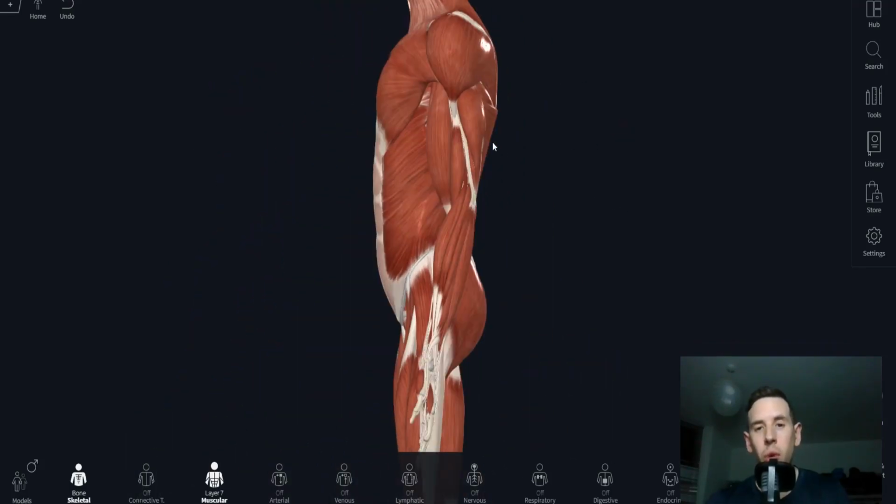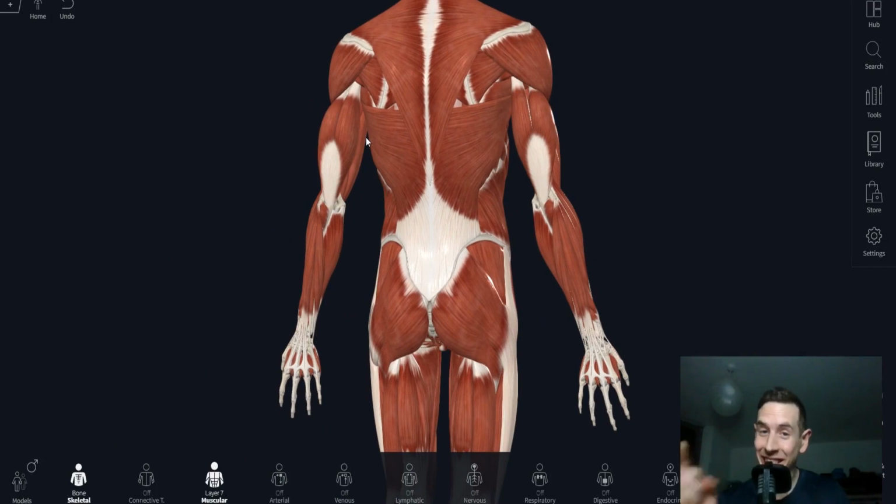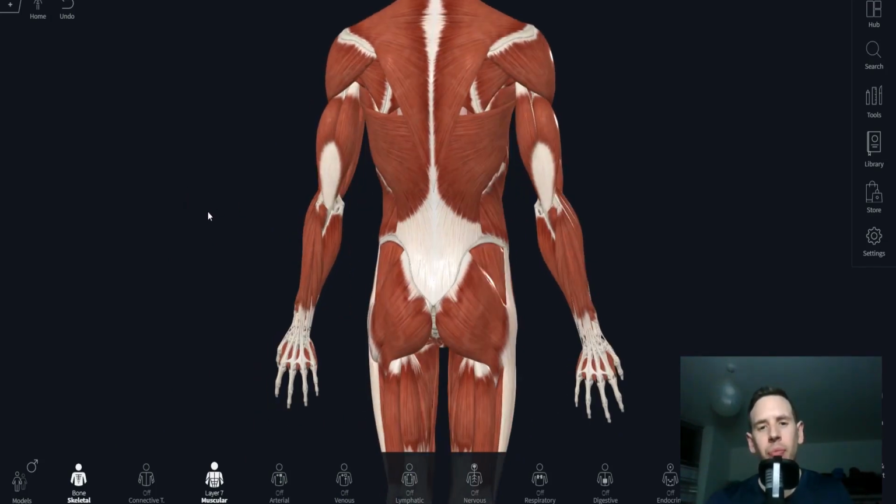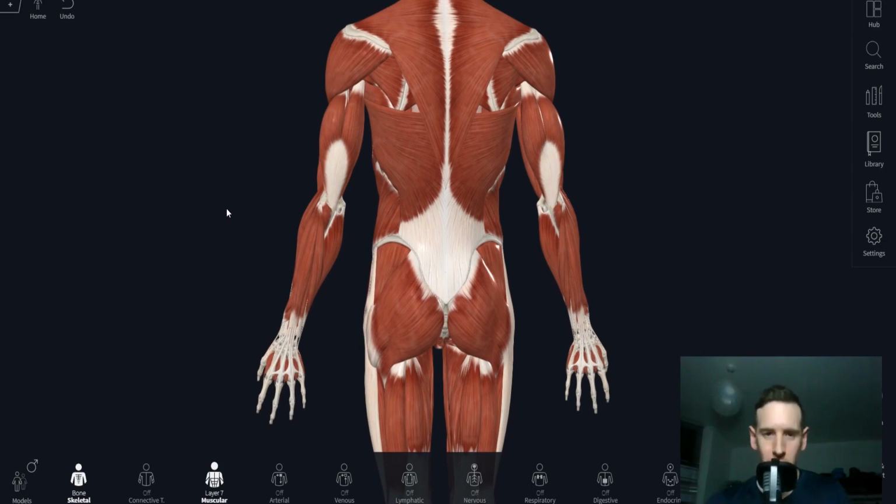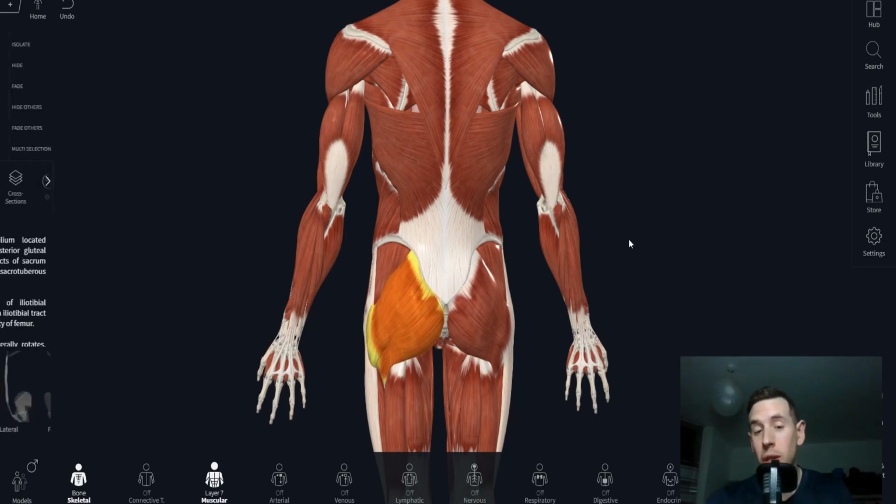All right, so we're going to take a tour of the core. Let's see what I did there. From outside to in. Now, depending on your definition of the core, some people would say that we're literally just talking about any muscles on the trunk. However, other people would include muscles such as the glutes.